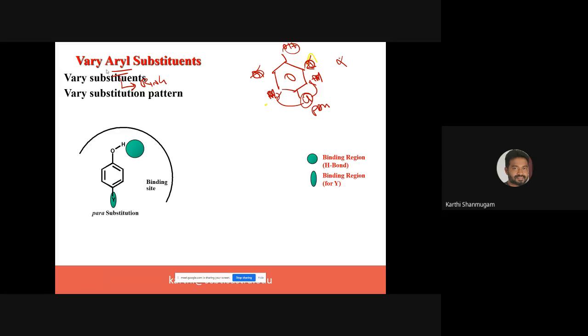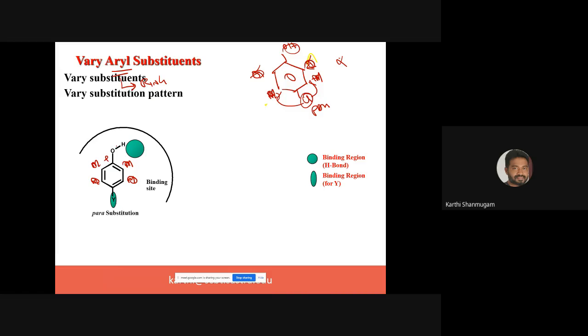Here I have an example. We have a phenyl ring to which an OH group is attached, and there is a substitution at the para position. With respect to this, this is the ortho position, this is the meta position, and this is the para position. In both ways, we can write.